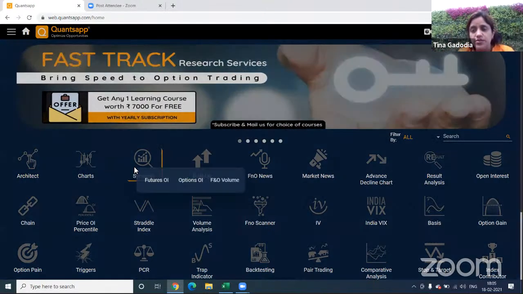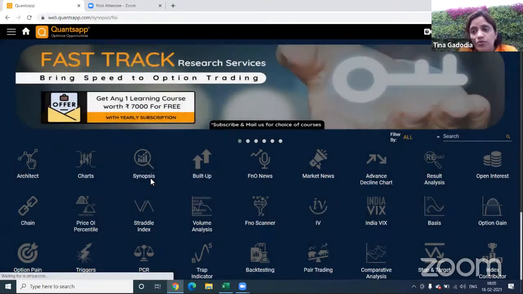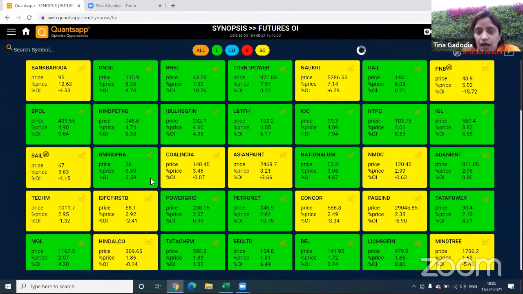The way you start your day, it is very important to know how the market picture is coming up and how it is behaving. Maybe at 9:30, 9:45, let the market settle down and understand how it's going to behave. Figure out how the market structure is. Is it more on the long side or more on the short side? Synopsis gives you a heat map. It tells you which stocks are seeing long, short, long unwinding, short covering. Assume this is a 9:30 picture.